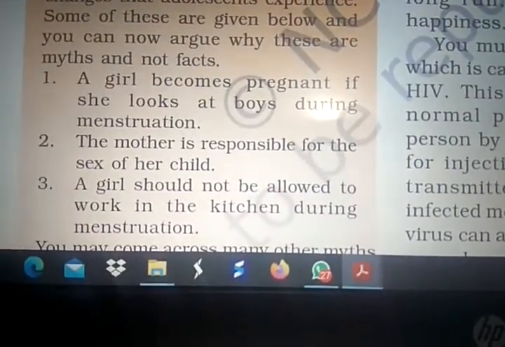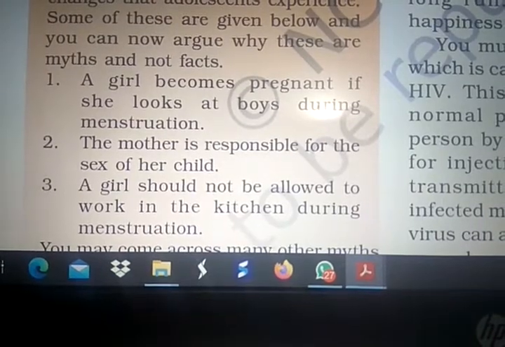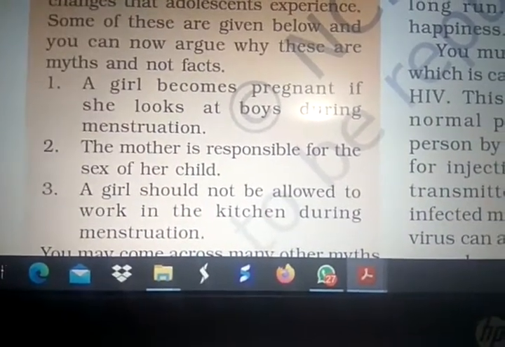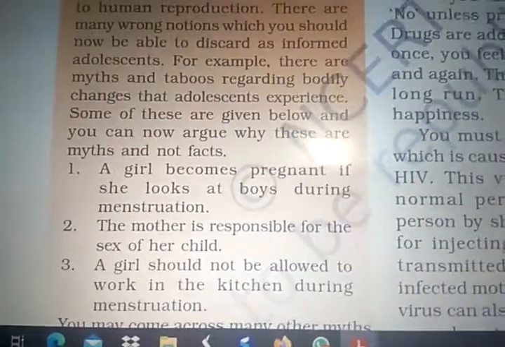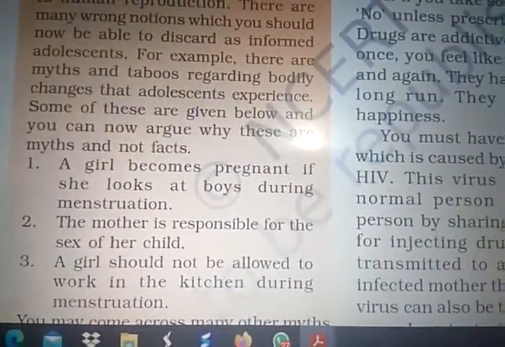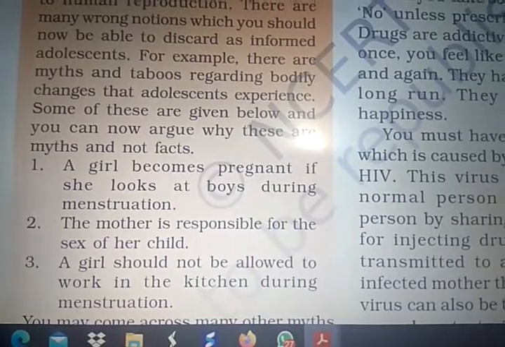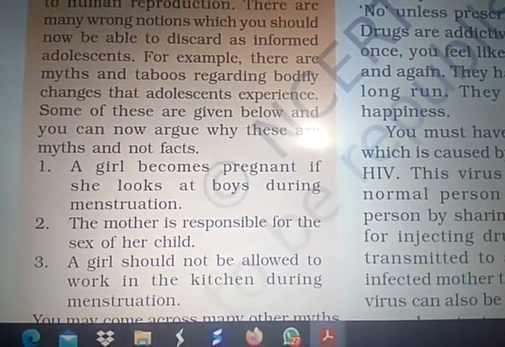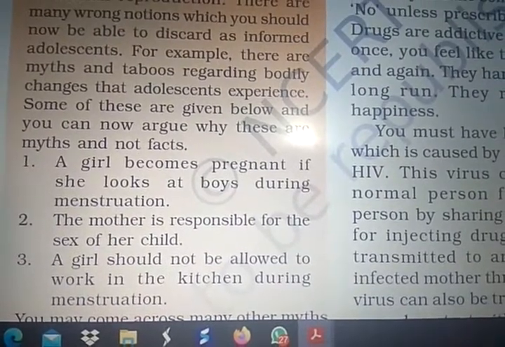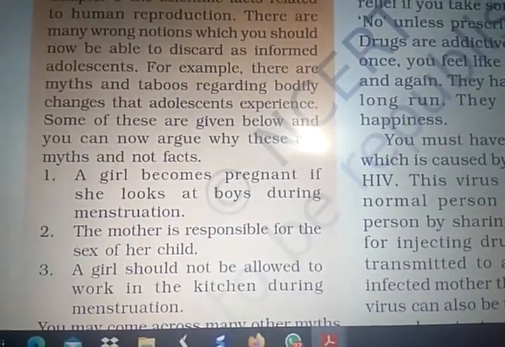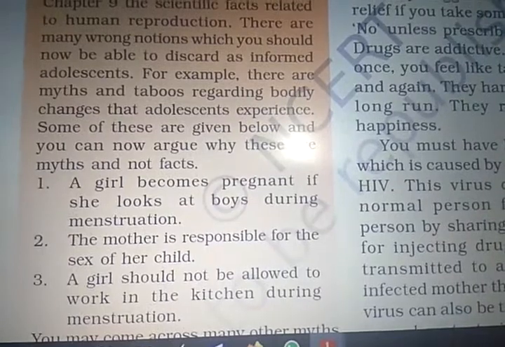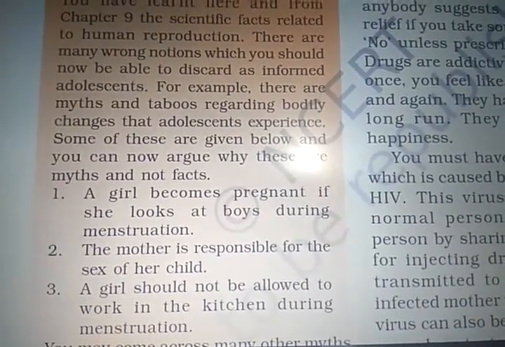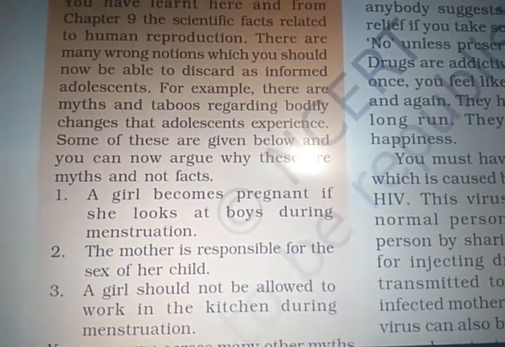Number one, girls become pregnant if she looks at the boys during menstruation, right? Is this right? This is completely wrong, right? Girls do not become pregnant if they look at boys during menstruation. This is not possible, because pregnancy is possible only when the zygote is formed, right? Fertilization is responsible for becoming pregnant. So this is not possible. So this is myth number one, a taboo you can say.